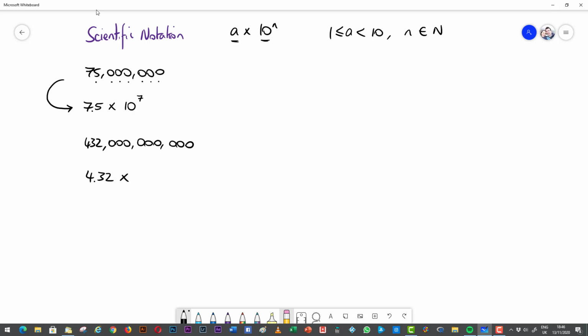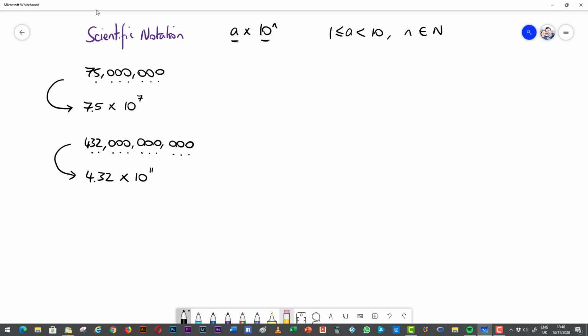And then multiplied by 10 to the power of, this time we have 1, 2, 3, 4, 5, 6, 7, 8, 9, 10, 11. So that's 4.32 times 10 to the power of 11. So 432 billion can be written in scientific notation as 4.32 times 10 to the 11.